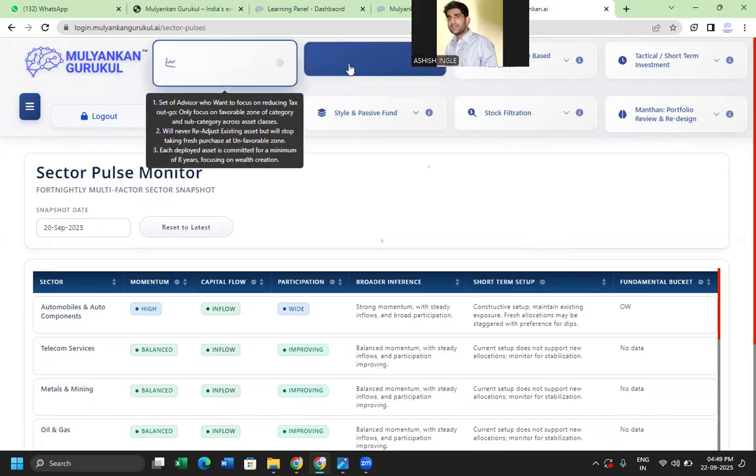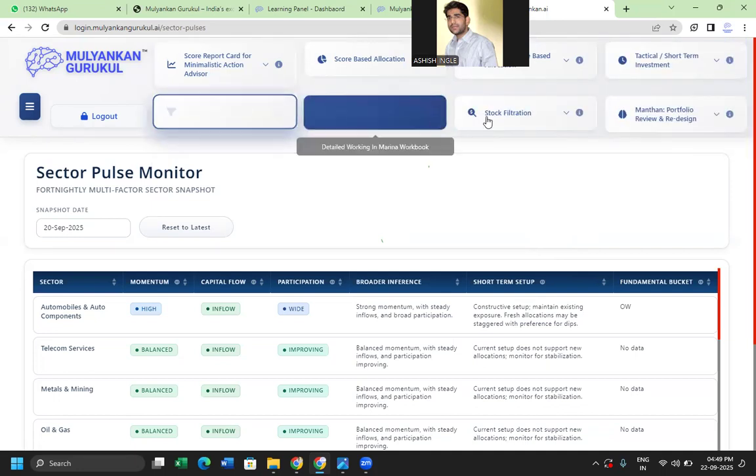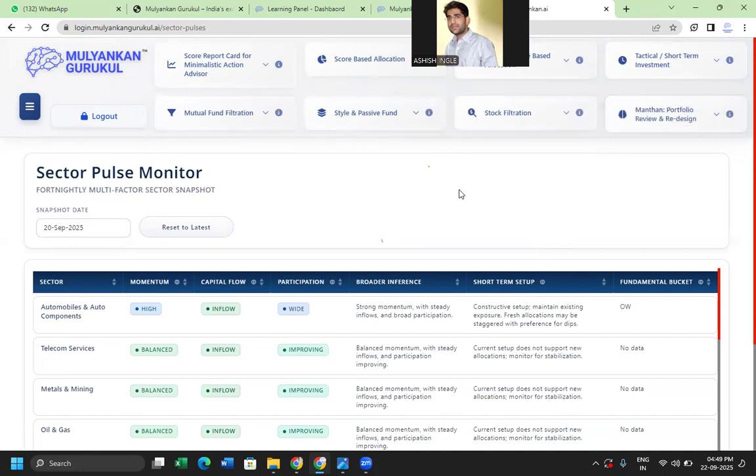So everything is there in the first 4 tabs, sir. In the last 4 tabs, the execution vehicle is there. Investment vehicles are being provided here.